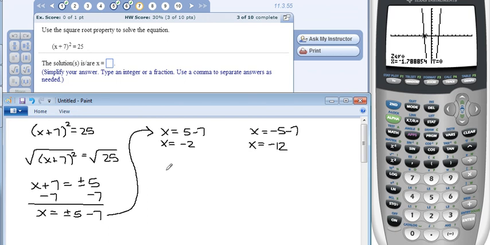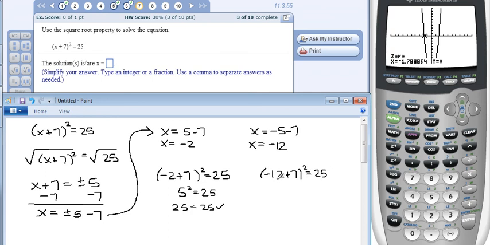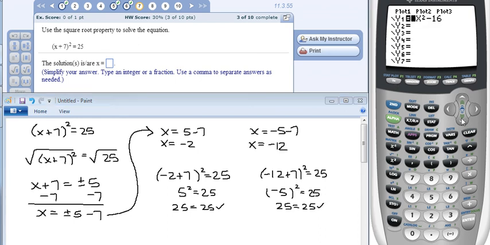So we're going to check it algebraically. Let's put a negative 2 in there. Negative 2 plus 7 squared equals 25. Is that true? Well, negative 2 and 7 is 5. And 5 squared is definitely 25, so that one works. Check. Let's check the other one, negative 12. Negative 12 plus 7 squared should equal 25. Well, negative 12 and 7 is a negative 5. But negative 5 squared is 25. Check.